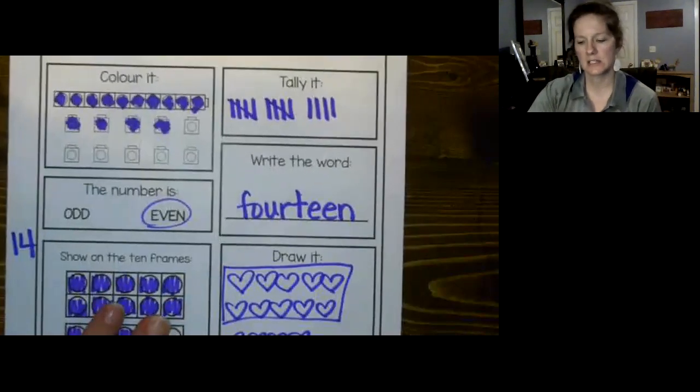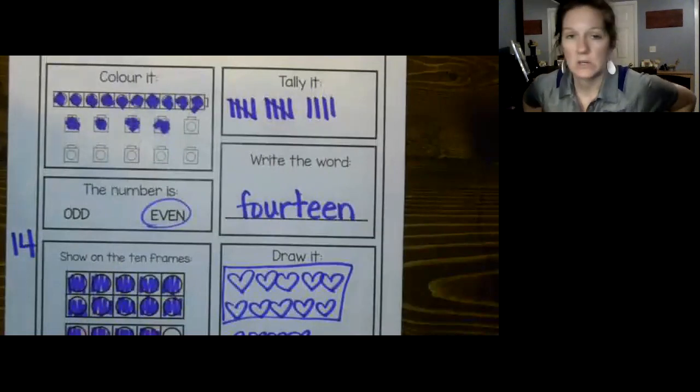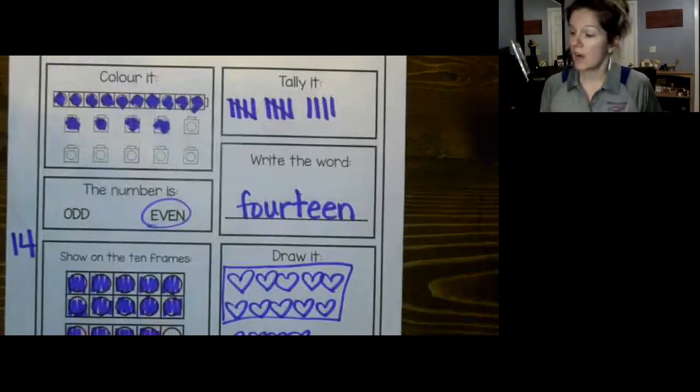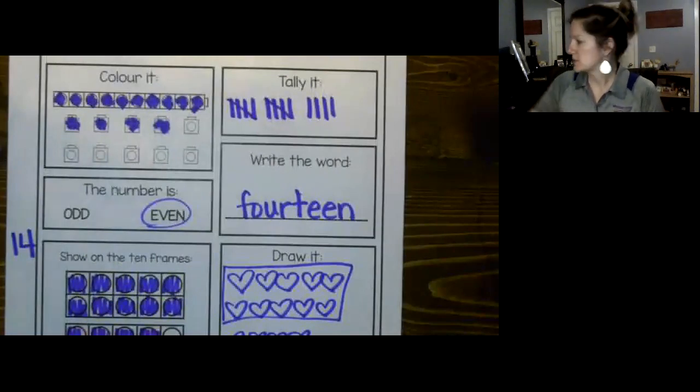Give you a few seconds to catch up, and then we will get started with our math page. If you need to pause it, copy anything on my page, go ahead and hit pause now, and then you can catch up to us.